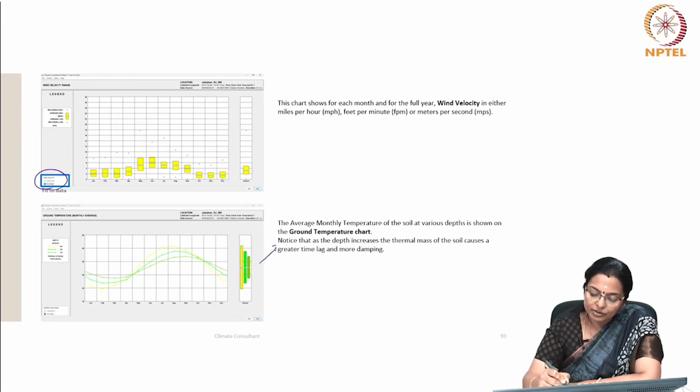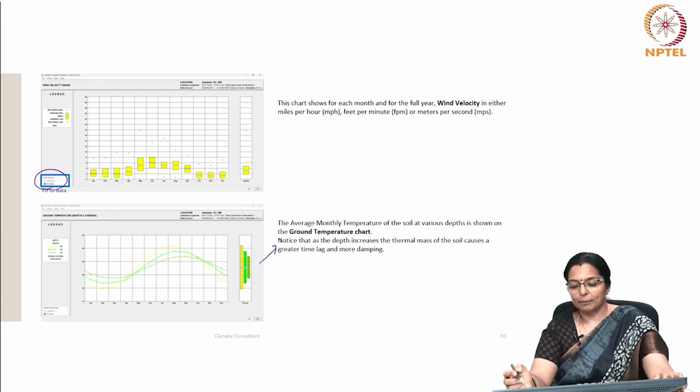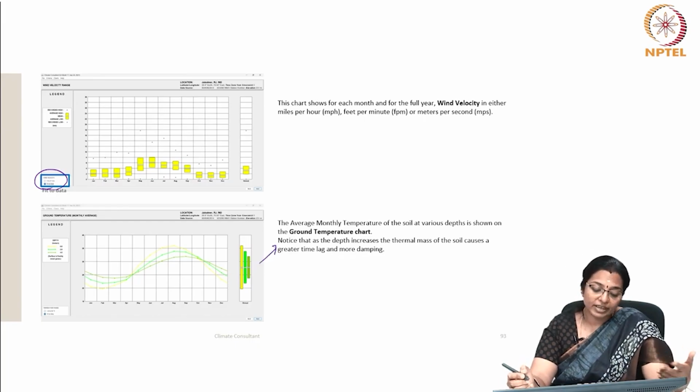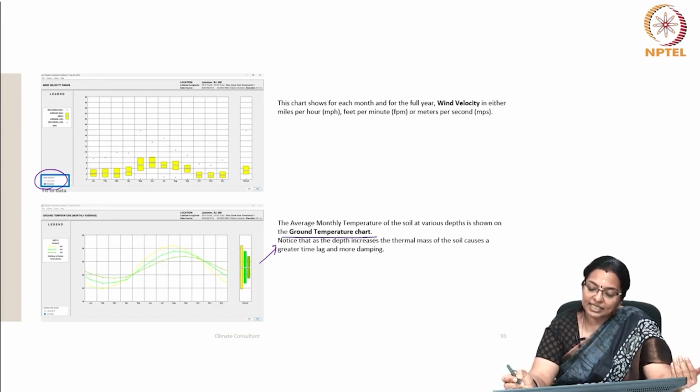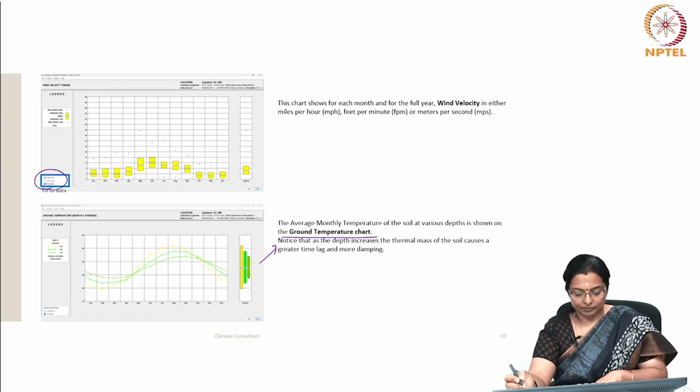Whereas this shows the average monthly temperature of the soil at various depths, and it is called the ground temperature chart. You should notice that as the depth increases, the thermal mass of the soil causes greater time lag and more dampening.